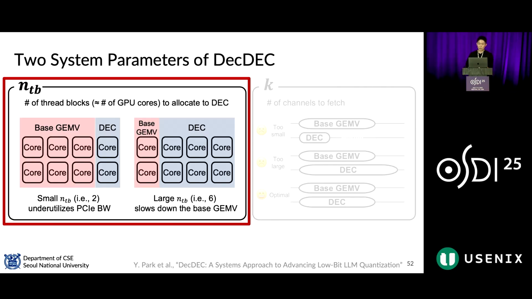If NTB is too small, that is, if too few cores are allocated to DEC, we won't be able to fully utilize the PCI bandwidth. As I mentioned earlier, we use zero copy. So the memory requests come directly from GPU cores. So having too few cores limits data transfer throughput. And on the other hand, if NTB is too large, the base GEMV may slow down. Taking some cores from base GEMV is okay, but if we take too many, the base GEMV would get slower.